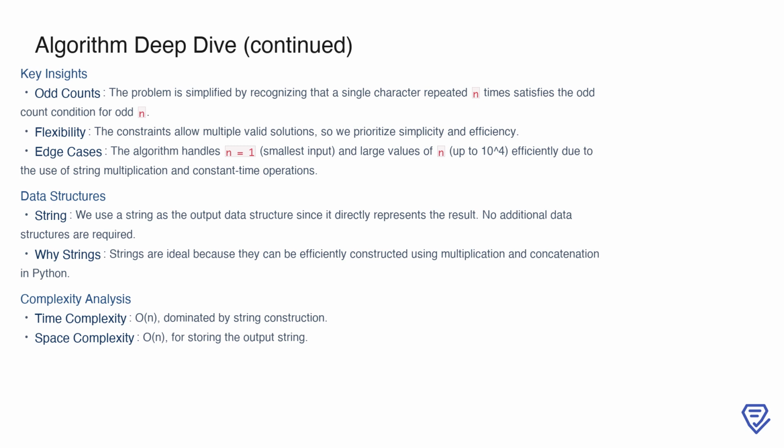In terms of data structures, the only one we need is a string, which directly represents the output. Strings are ideal here because Python allows us to construct them efficiently using operations like multiplication and concatenation. The time complexity of this approach is O(n), dominated by the string construction process, and the space complexity is also O(n), as the string we generate occupies linear space.